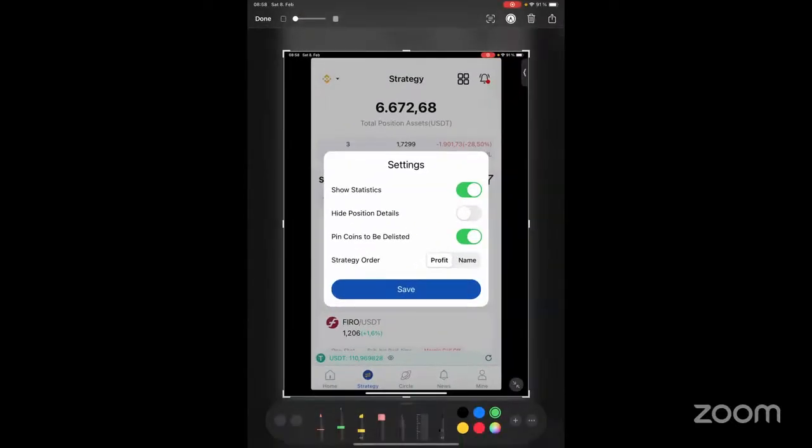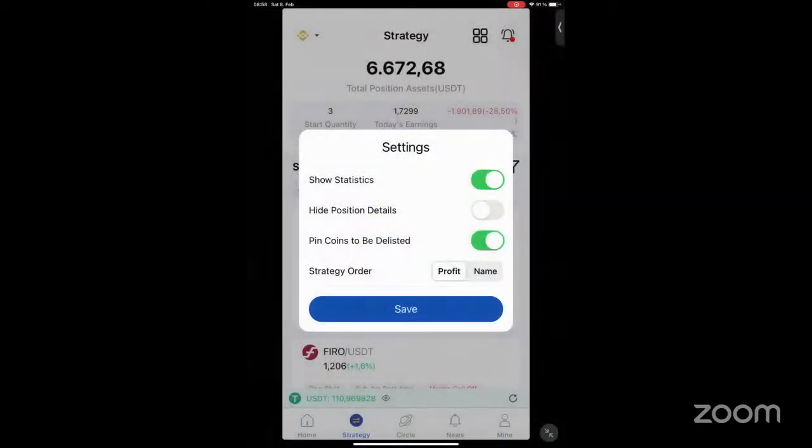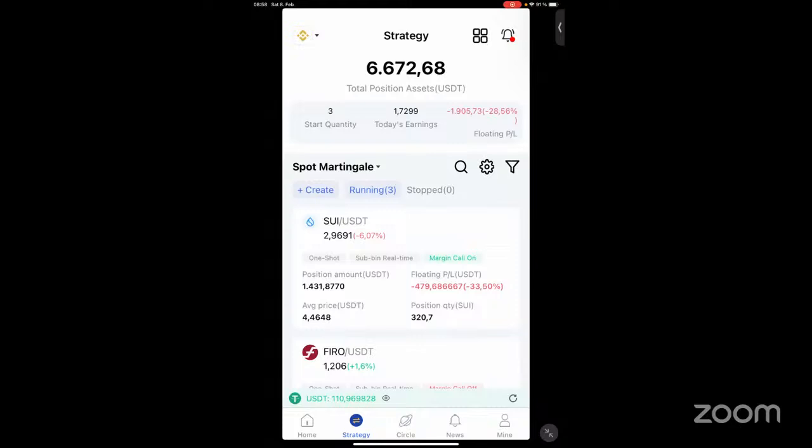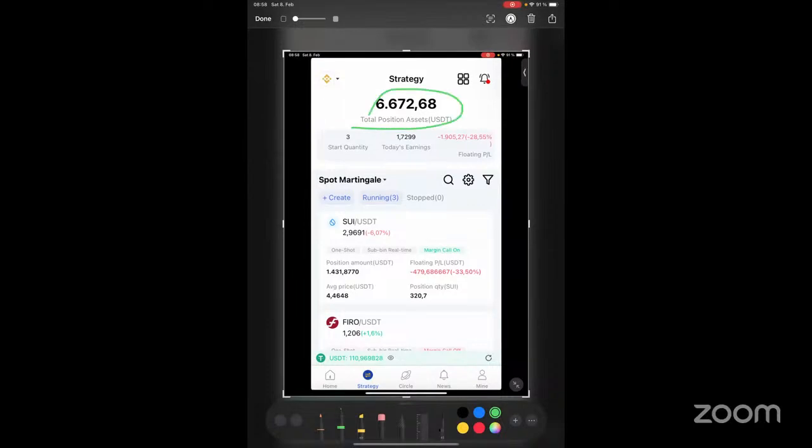Now, if you don't see your position amount here, it means you haven't turned the show statistics on. If you don't see the coins that are being delisted, on the home button, you could see LIT is being delisted. You have to turn this on as well. These two should be on. Then you save. Once you do that, you'll be able to know the total money you invested in your trade. Now, this is the total assets in these three coins that are currently running.